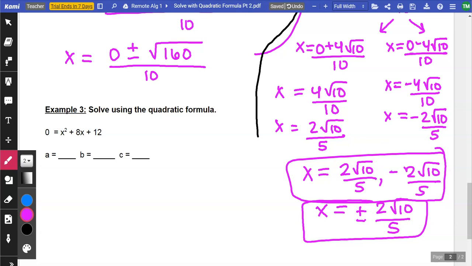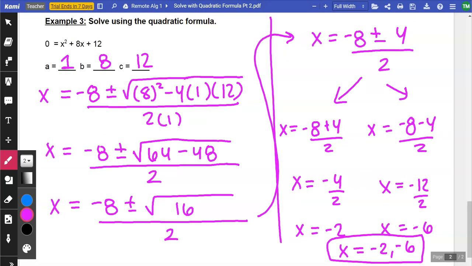So why don't you go ahead and give example 3 a shot on your own, press pause on the video, and then press play when you're ready to check your work again. Go for it. So I went ahead and worked out example 3 for us. I identified my A, my B, and my C, and then I plugged them into the quadratic formula. So let's talk about how I simplified this.